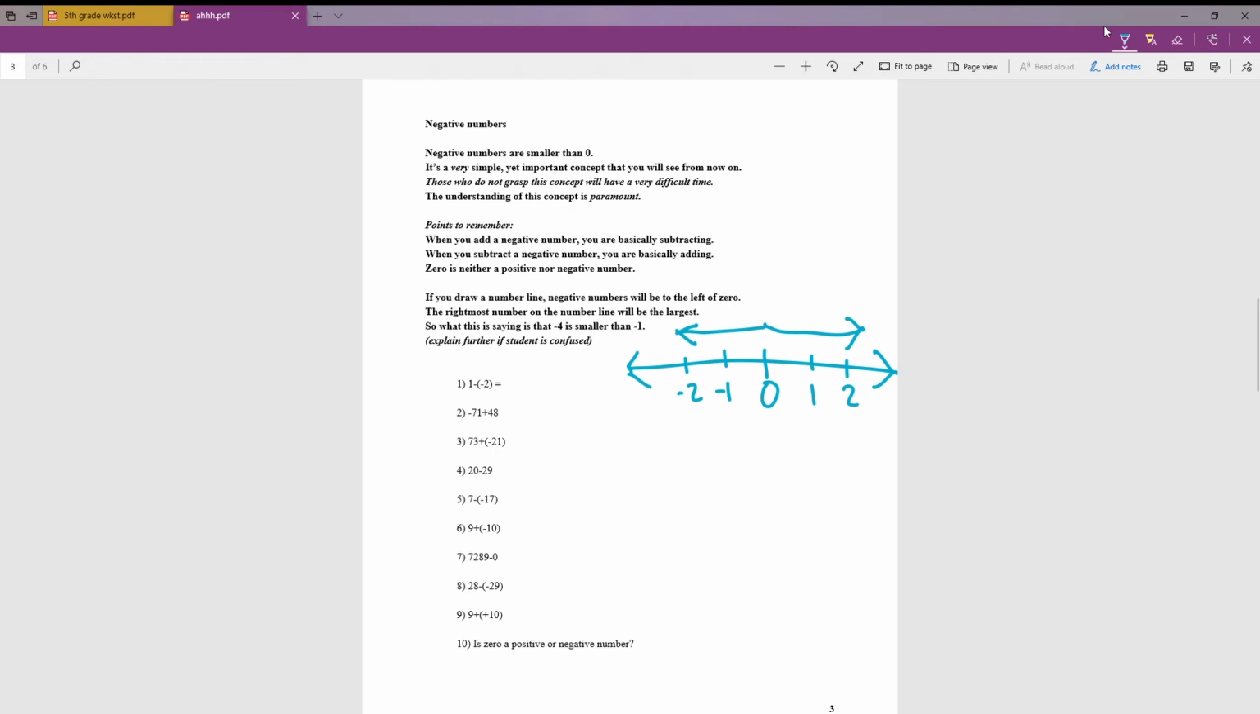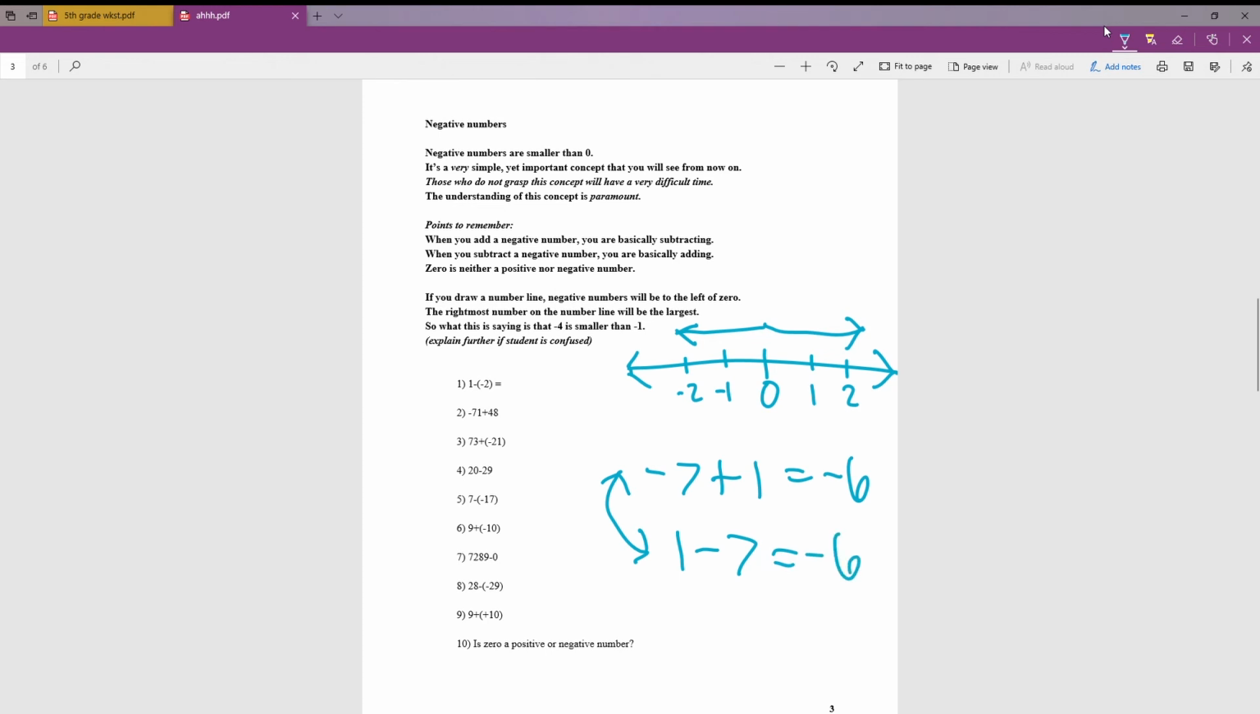Points to remember. When you add a negative number, you are basically subtracting. So what that means is, let's say you're adding negative 7 to 1. Let's say you were to flip this, and you get positive 1 minus 7. And normally, when the positive number is in the front, you just say 1. So now you have 1 minus 7. These two are interchangeable. And they both get you the same answer of negative 6.